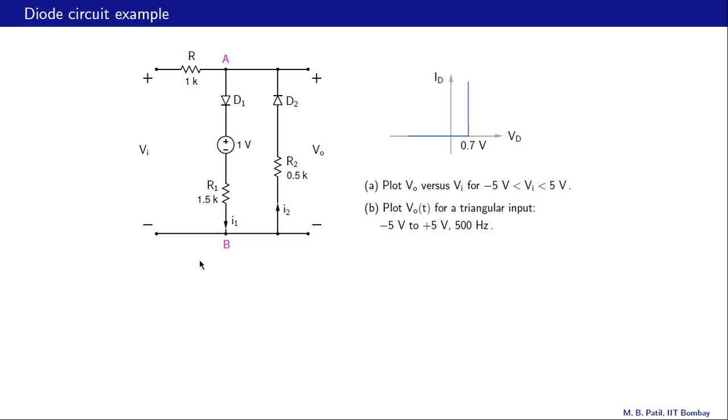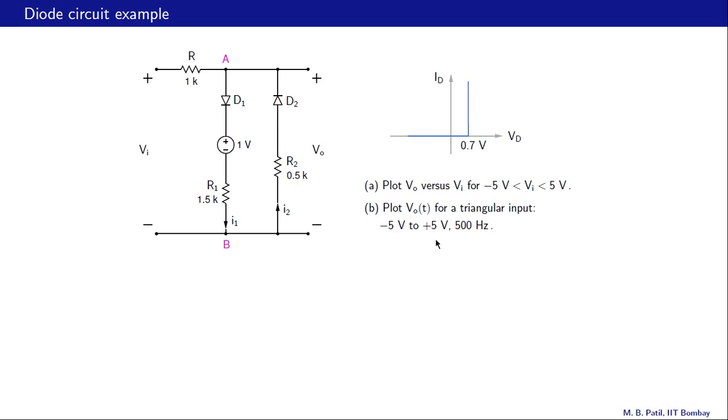And in fact, we could consider not just one Vi value, but a whole range of Vi values for which the diode D1 was on and D2 was off, for example, and then figure out what VO versus Vi would be for that particular range of values. Once we had considered all the possible cases, then we could plot VO versus Vi for this given input range. And having obtained this information, we could then proceed with plotting VO as a function of time for a given triangular input.